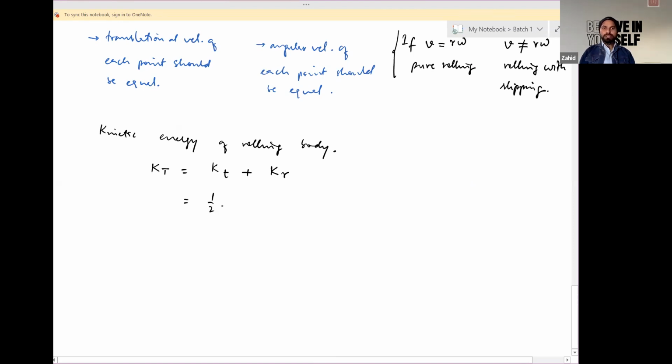Translational kinetic energy is due to horizontal movement, so it will be half mv square, due to the velocity of the center of mass, plus the rotational term, which is half I omega square. We may convert moment of inertia in terms of the radius of gyration as mk square, and angular velocity equals v by r. So you write half mv square plus half mk square times v square by r square.